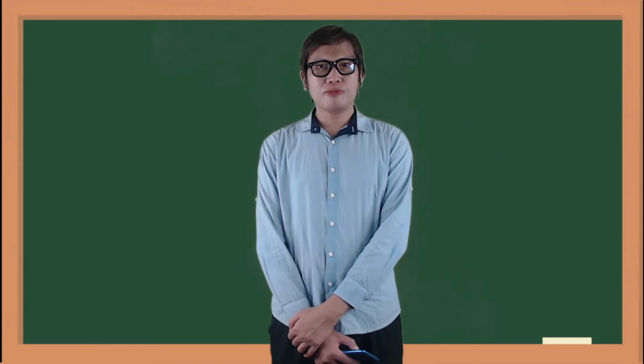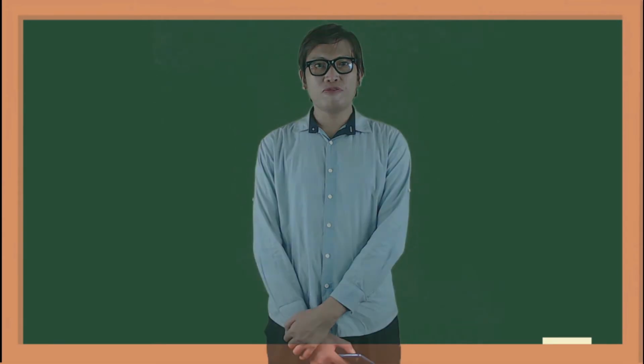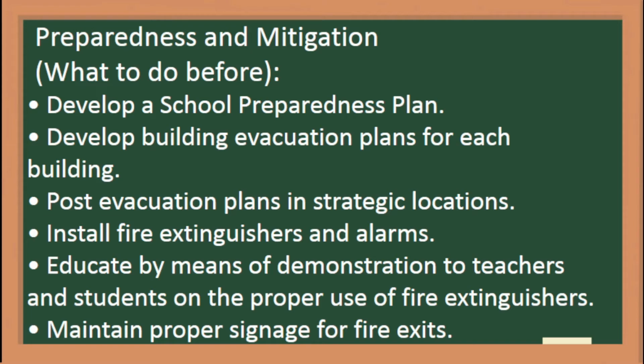Now, let us go on to the preparedness and mitigation. These are what to do before or in case a fire breaks out. Develop a school preparedness plan. Next, develop building evacuation plans for each building. Then, post evacuation plans in strategic locations. After that, install fire extinguishers and alarms.